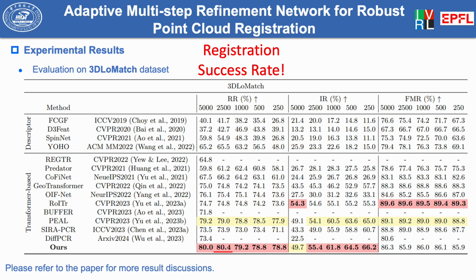As for the 3DLoMatch dataset, compared with the multi-step method Peel, our method still achieves notably better results. We attribute this improvement to our adaptive refinement design and our one-way cross-attention mechanism. Notably, our method with 5 iterations achieves an RR of 80.4%, which surpasses Peel's performance with 10 iterations. Our method also outperforms DiffPCR, which is a diffusion-based PCR network conditioned on the matching matrix.